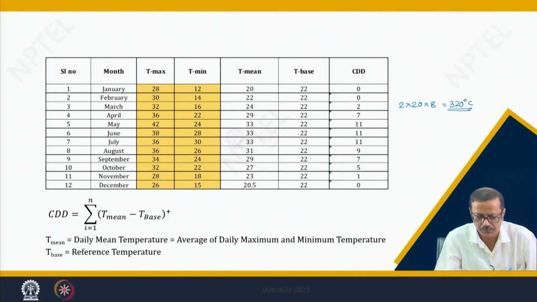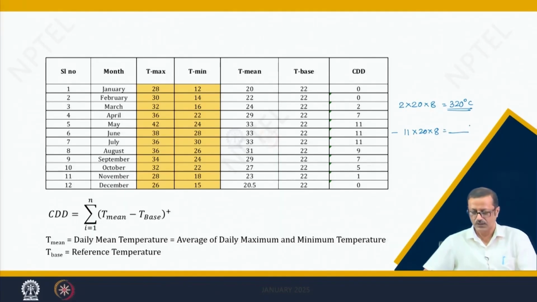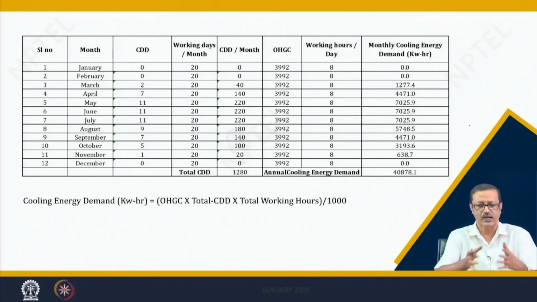Similarly, for some month, maybe June, it is 11 degrees. So, 11 into 20 into 8. Some big value will come, and then that has to be added. So, here I have done that.